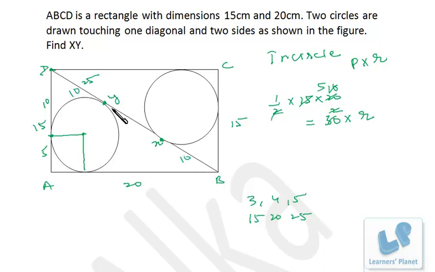Right, now we know the complete length of BD, that is 25, that we have already calculated. Out of this, 10 is this, 10 is this, so 20 has already gone. That means XY must be, out of 25, if we deduct 20, it will be 5, right? So that's our answer.